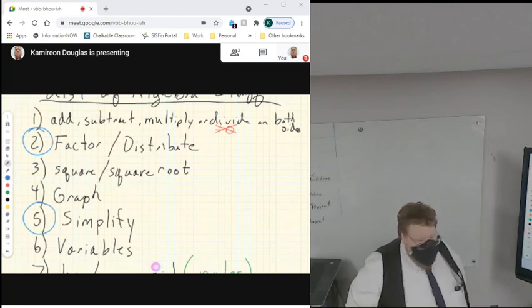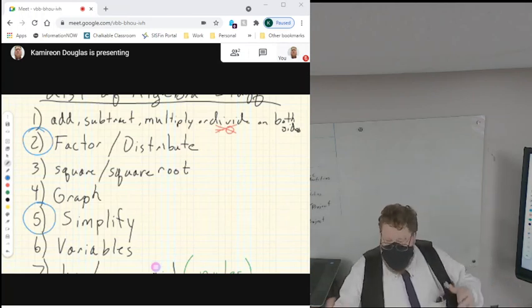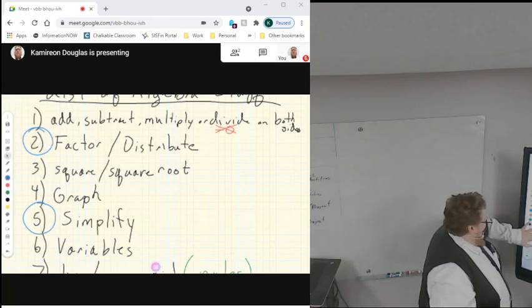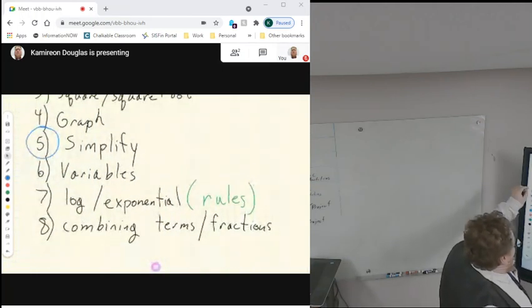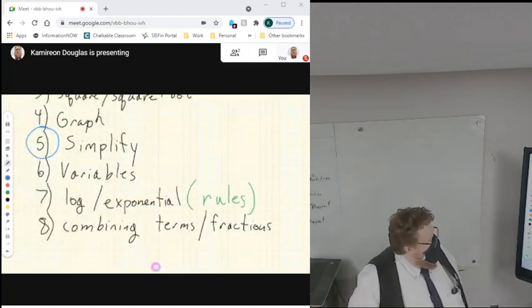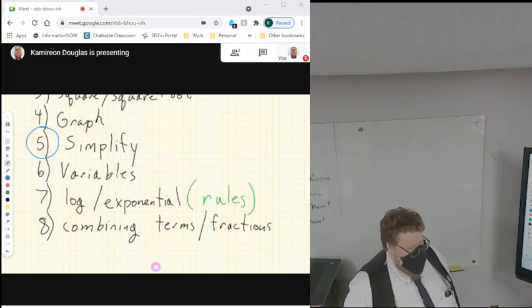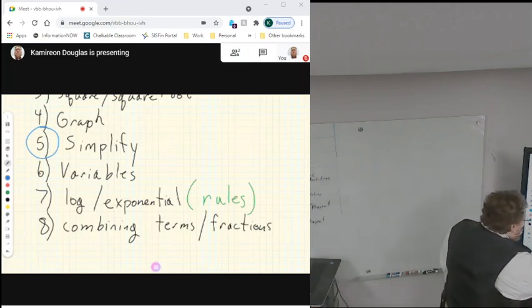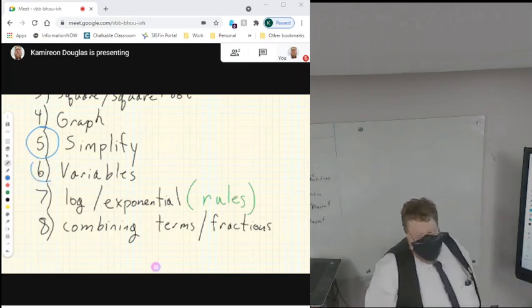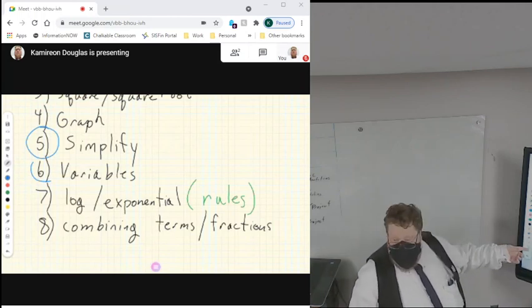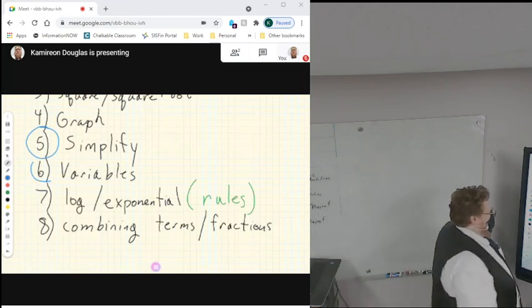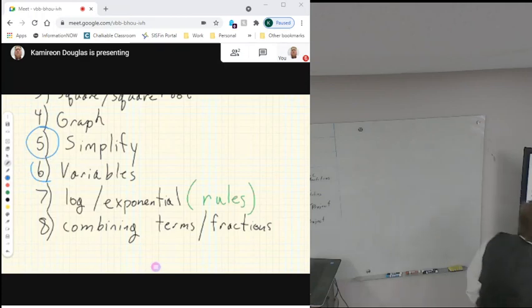Graphing, again, is usually assumed you need both sides, so you can set it equal to something so you can graph the equation. Doing stuff with the variables depends on the context, so it could be some, it could be others, so I'll give it a half circle. Logs and exponentials, especially the rules, those usually don't apply to both sides, but those rules you can do on one side.